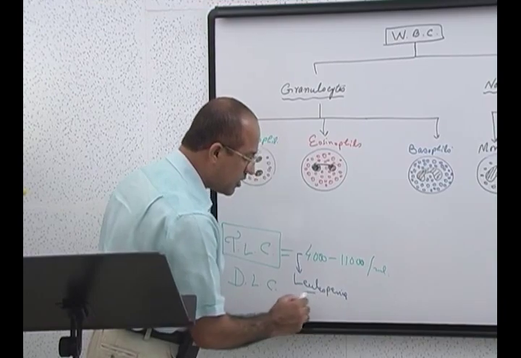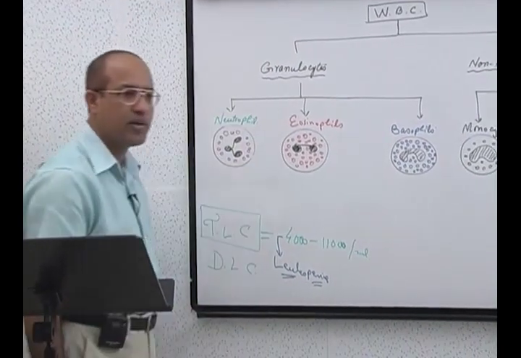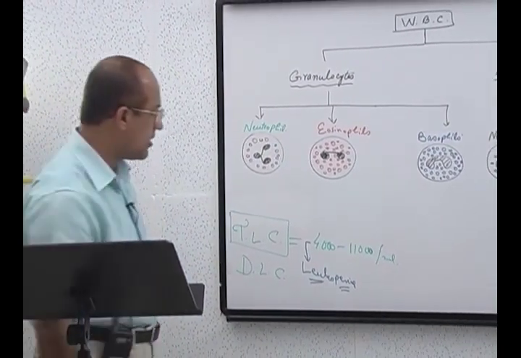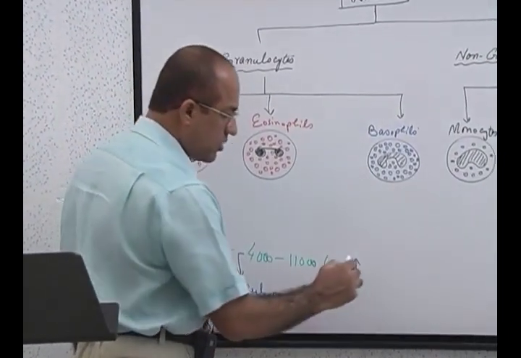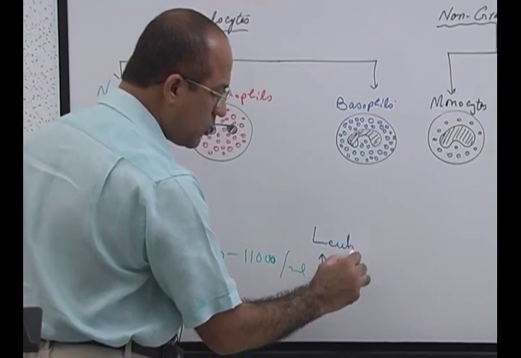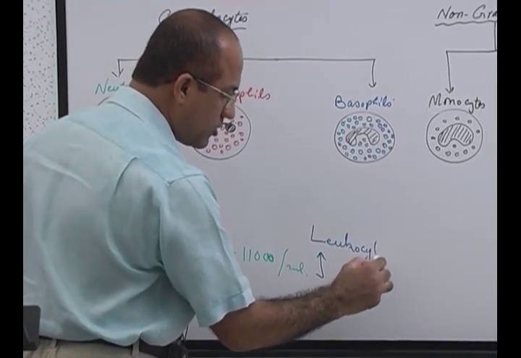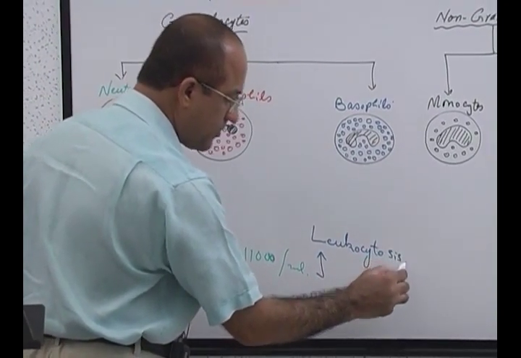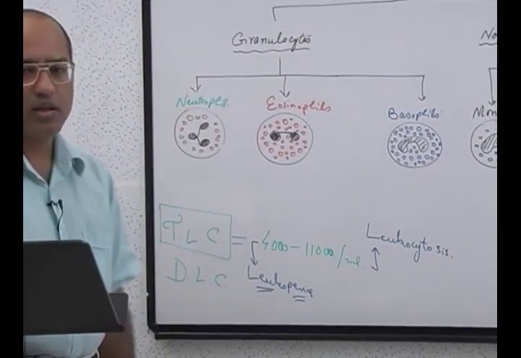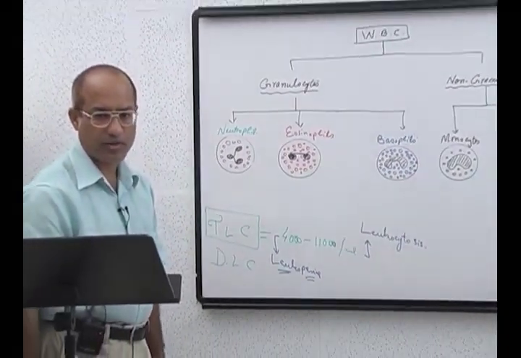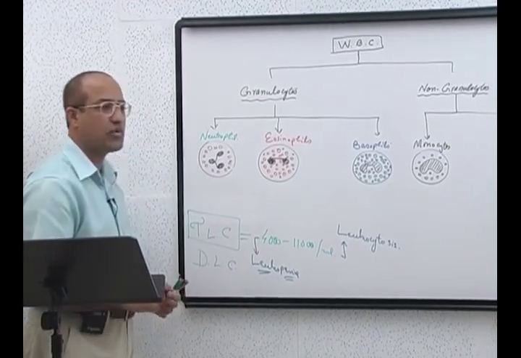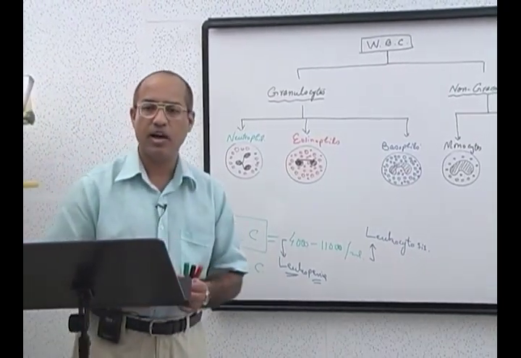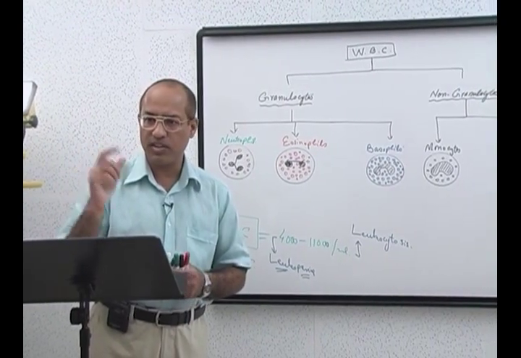Penia means less, leuco means white, so white cells are less than normal. And when white blood cells per ml of blood are more than 11,000, we call it leukocytosis. So this was about TLC: in 1 drop of blood or 1 ml of the blood, how many total white blood cells should be there.